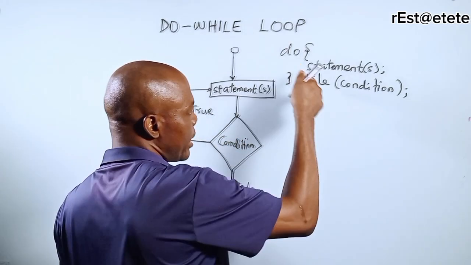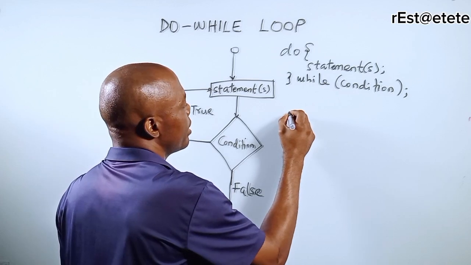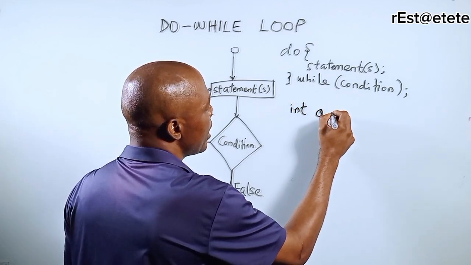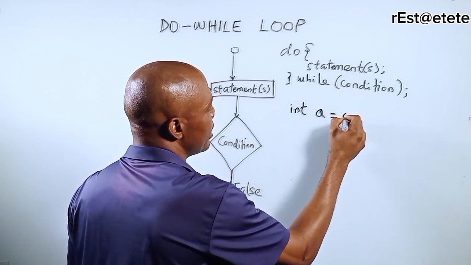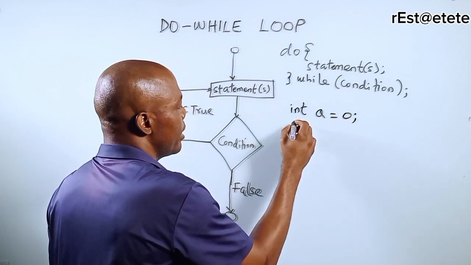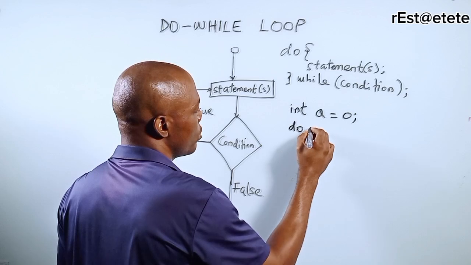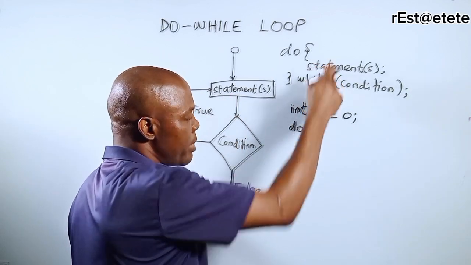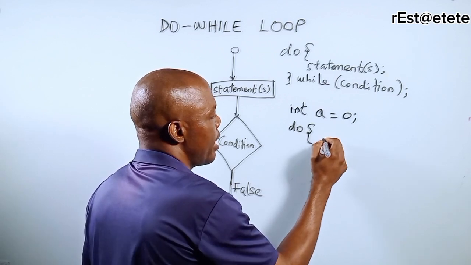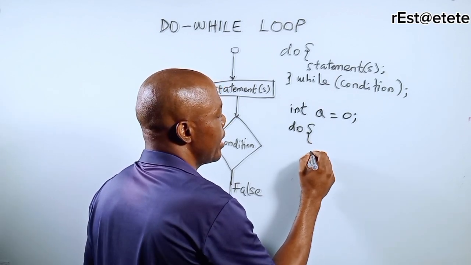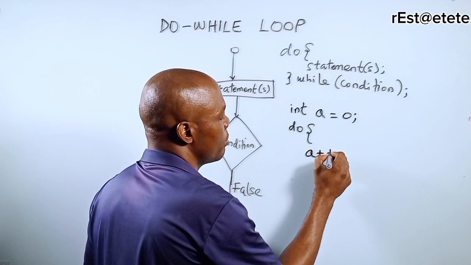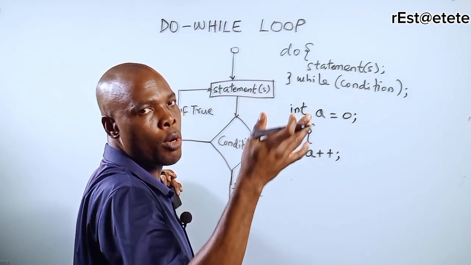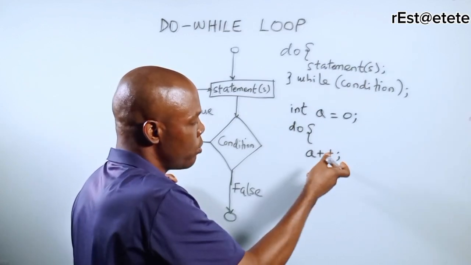Now, following this syntax, I will declare a variable int a, and I will assign a value to it. Let's say I will assign 0 to it. Then I will come here and I will say do. Inside this place, which is this statement, I will write a++. That is one statement. I told you it can either be one statement or more. That's why I'm having this X. So I'm putting one statement here.